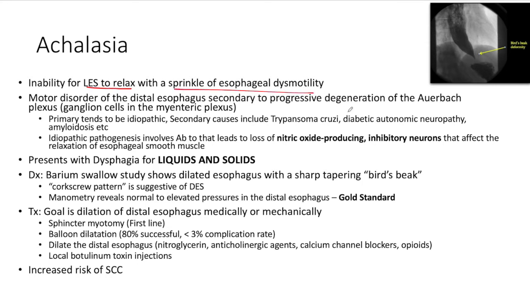A sprinkle of esophageal dysmotility, as with your step one review: it is a progressive degeneration of the Auerbach plexus, especially the ganglion cells of the myenteric plexus. Okay. Primary could be idiopathic, such as in the woman in our question stem. Secondary, we have our trypanosoma, autonomic neuropathy.